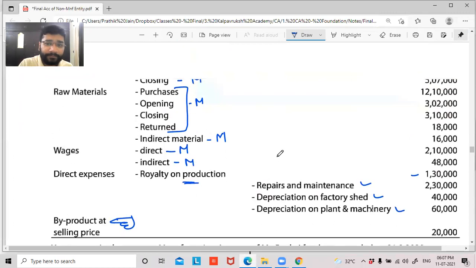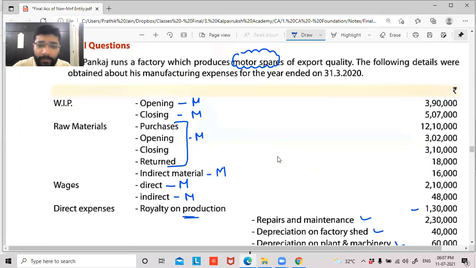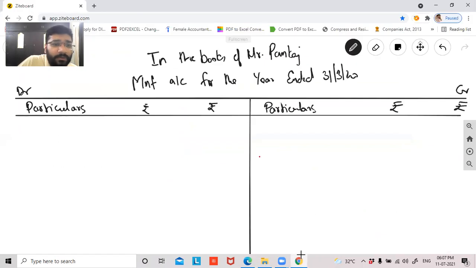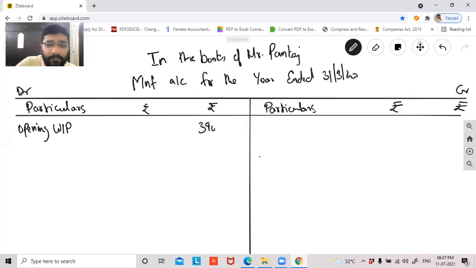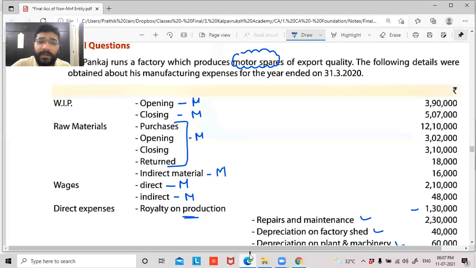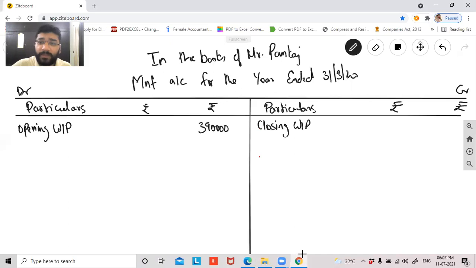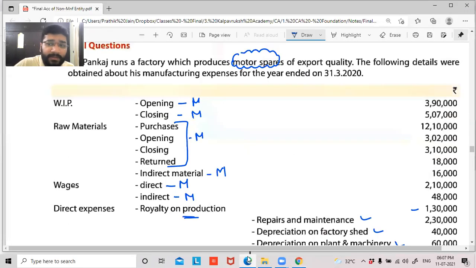Now guys, WIP, opening WIP and closing WIP. So opening WIP, 3,90,000 rupees. Closing WIP is recorded on the credit side of the manufacturing account, which is 5,07,000 rupees. So guys, this is recorded.